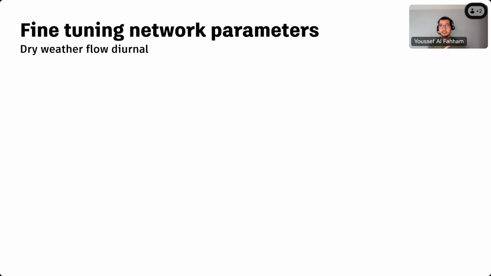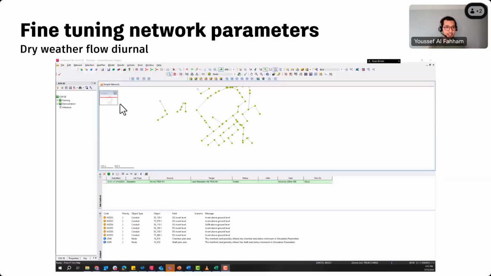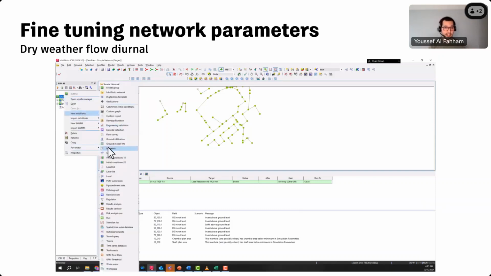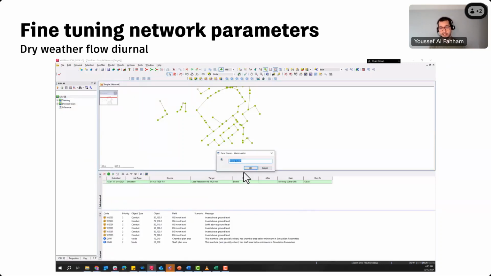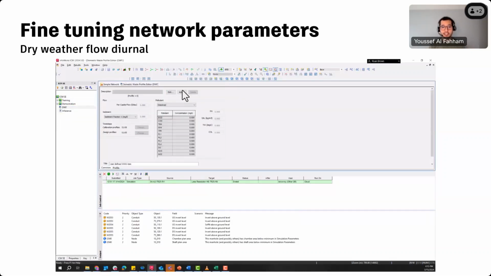Finally, after you have a completed network, the logical next step becomes your dry weather flow diurnals, or your diurnal pattern. So in ICM, you have the streamlined ability to do that. In this short video, we're going to show you how you can set up a dry weather flow for a residential diurnal, and you can obviously create as many diurnals as you would like.